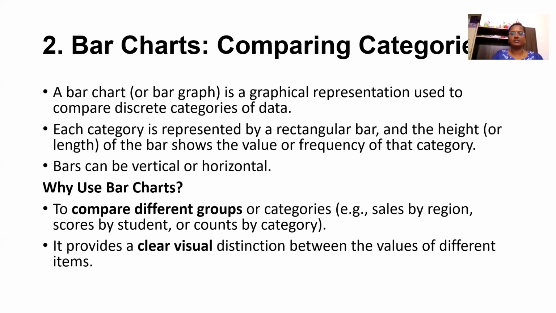The second type is the bar chart. A bar chart is used for comparing categories. It is a graphical representation used to compare discrete categories of data. In the line chart we saw continuous data; here we have discrete categories of data. Each category is represented by a rectangular bar, and the height of the bar shows the value or frequency of that particular category. The bars can be vertical or horizontal.